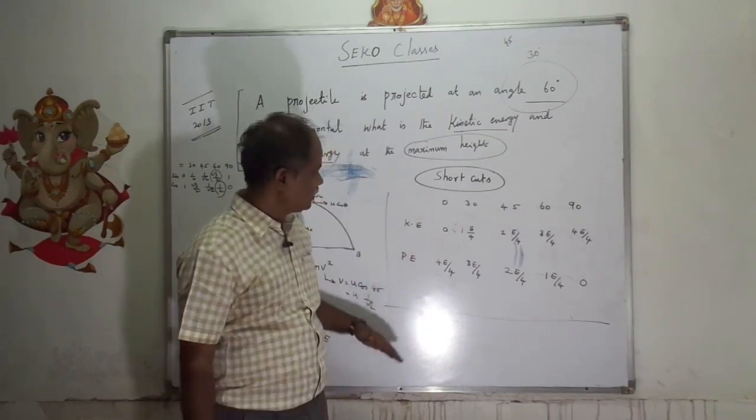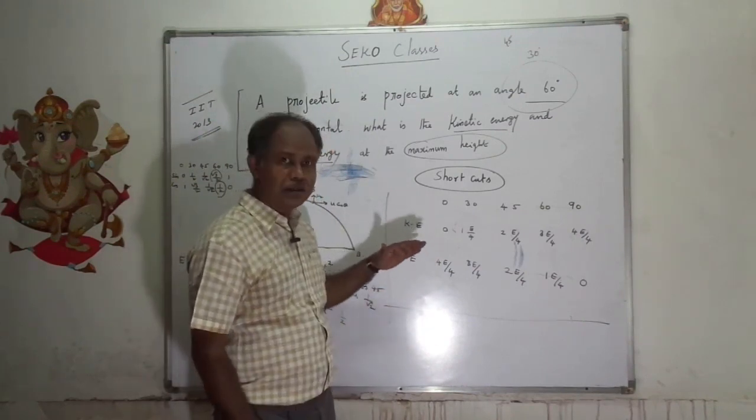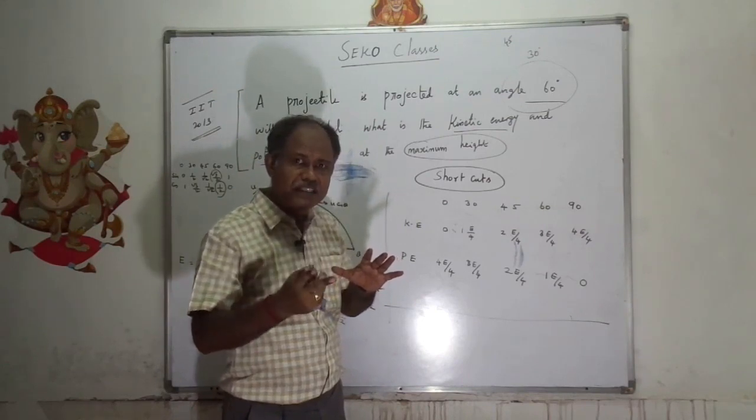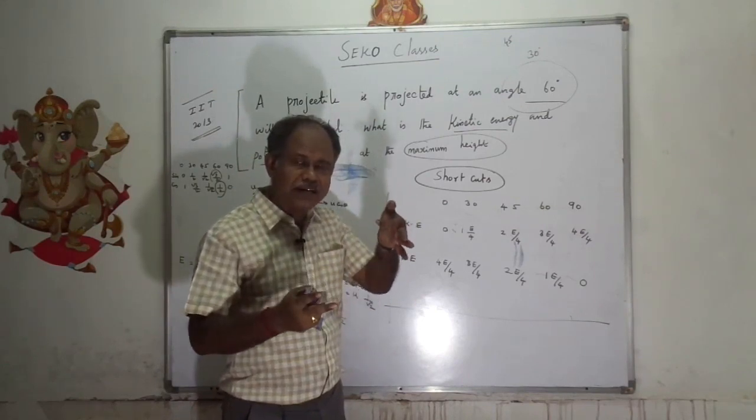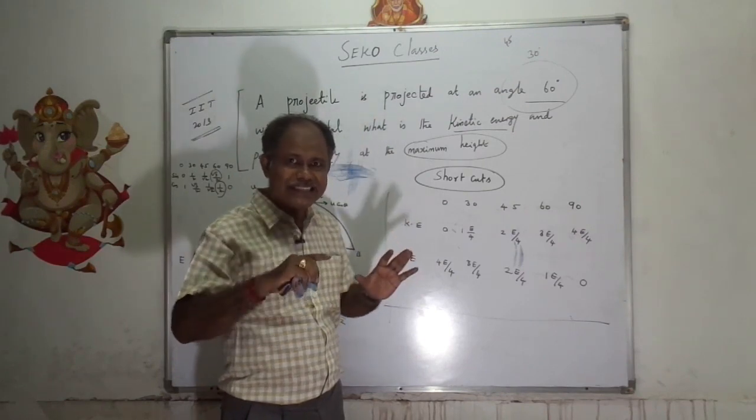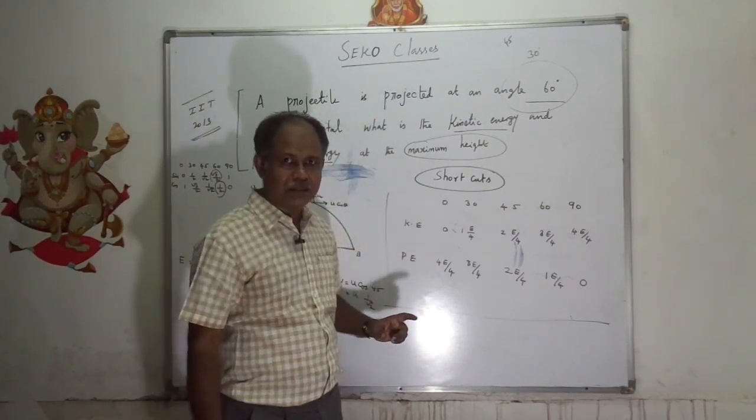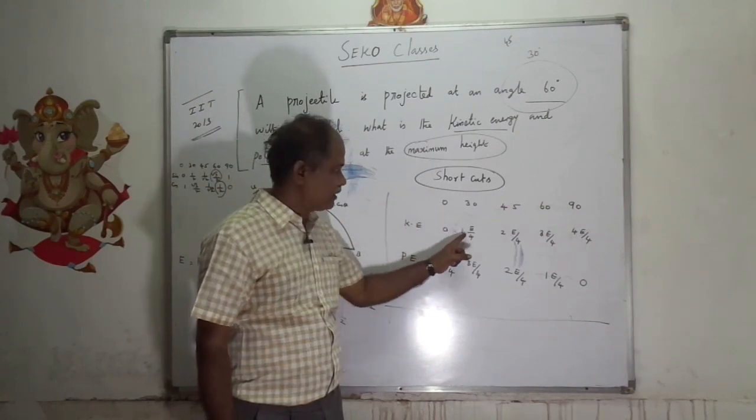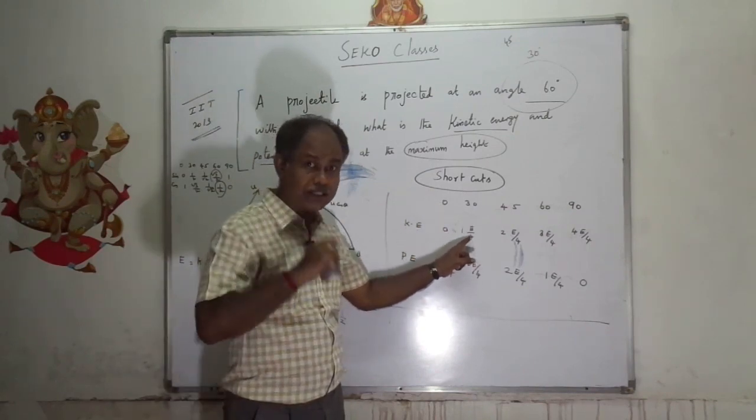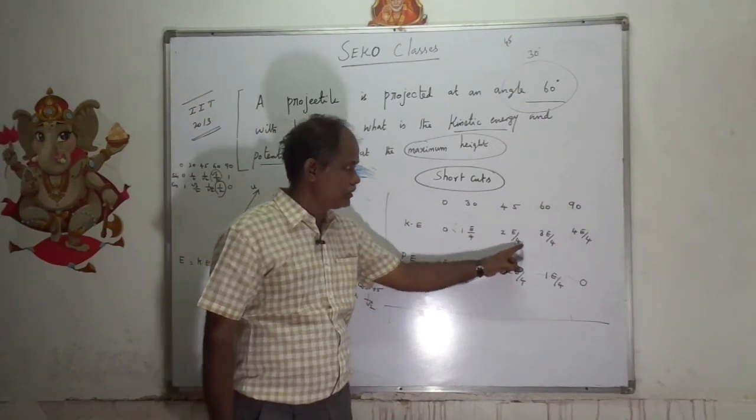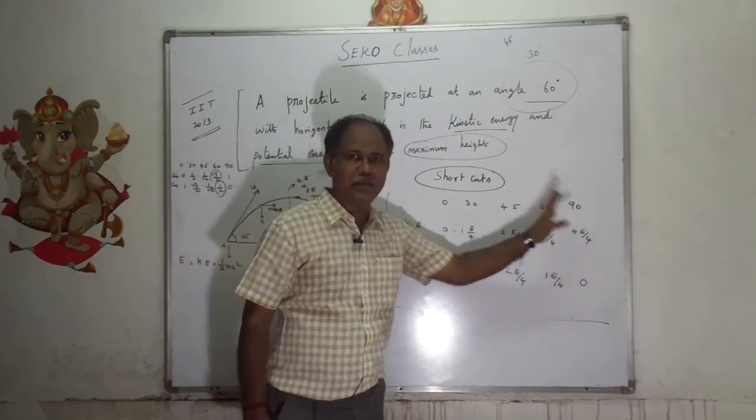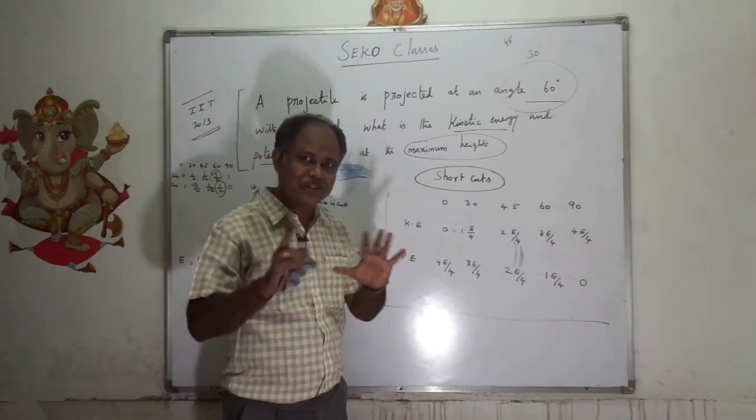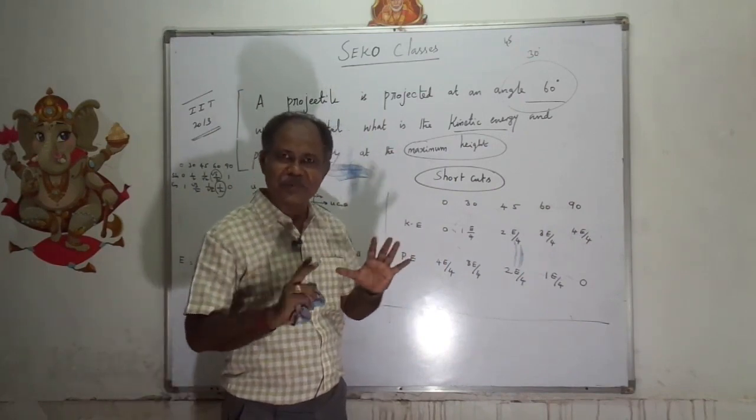I formulated this one. For example, here we are going to find the kinetic energy and potential energy at the maximum height of the projectile by changing the angle. First 0, let it be 0. Then 1 E by 4, where E is the total energy, 2 E by 4, 3 E by 4, 4 E by 4. It's very easy, you know. It's a very interesting shortcut.